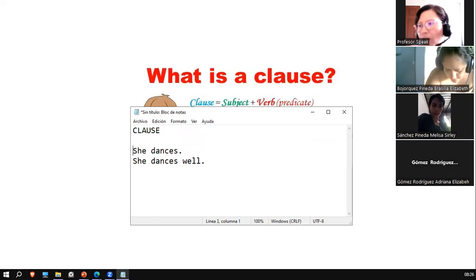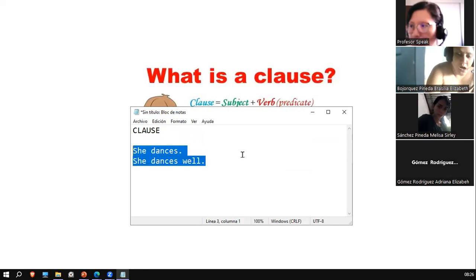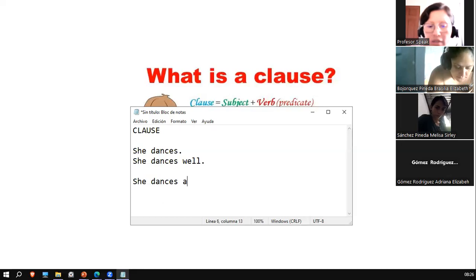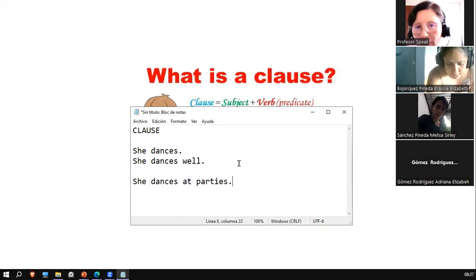Muy bien. And these are called independent clauses. Esa, digamos, sería una cláusula independiente porque ella solita expresa un mensaje completo. She dances. Ella baila. She dances well. Ella baila bien. But what happens, okay, when I add more elements? Por ejemplo, yo puedo decir, she dances at parties. She dances at parties. Okay, ella baila en las fiestas.